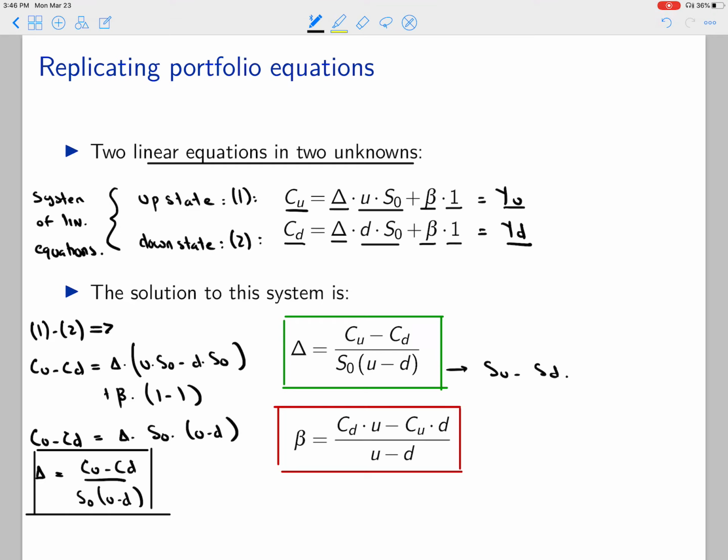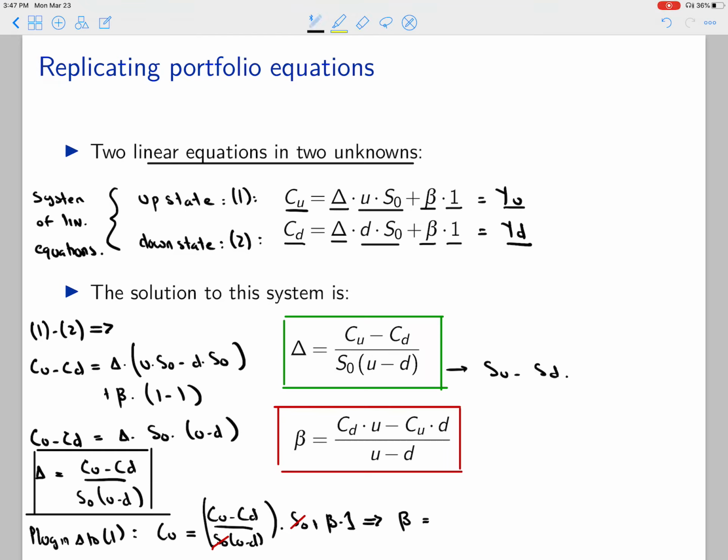So let's suppose we plug in delta to, say, equation 1. Okay, so plug in delta to 1. What are we going to get? We're going to get that C sub u is equal to delta, which is C sub u minus C sub d over S0 times u minus d, times S0, plus beta times 1. Okay, we're going to cancel some like terms, the S0s here, and we're going to shift everything to isolate beta on one side. Then we're going to scale up C sub u by u minus d, multiply and divide, get the ratios correct. Beta is going to be equal to C sub u times u minus d.